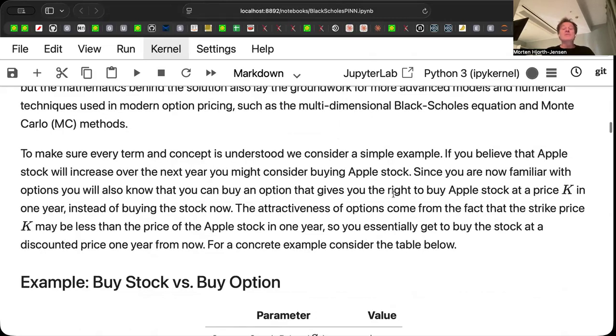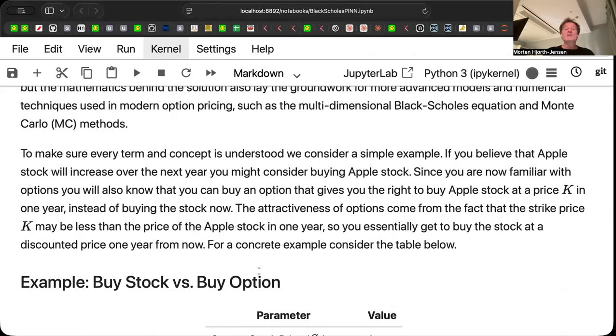If you believe, and this is just an example here, that the Apple stock will increase over the next year, you might consider buying Apple stocks. And since you're not familiar with options, you will also know that you can buy an option that gives you the right to buy Apple stock at a price K in 1 year, instead of buying the stock now. The attractiveness of the option market comes from the fact that the strike price K may be less than the price of the Apple stock in 1 year. So you essentially get to buy the stock at a discounted price 1 year from now.